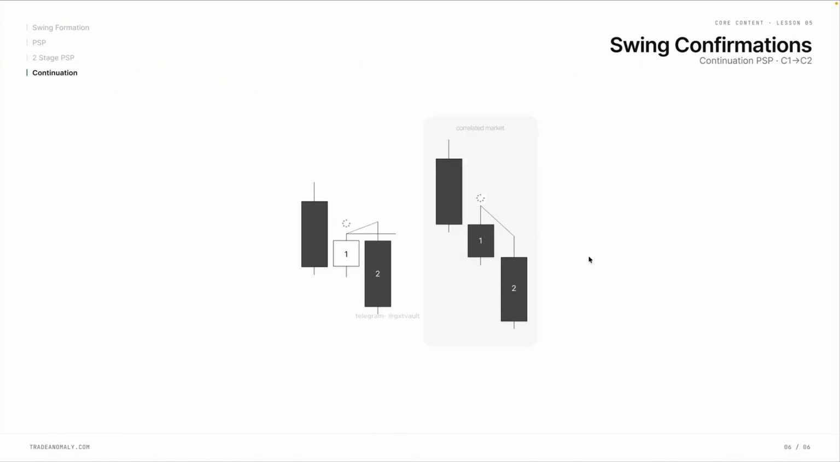Now let's go over a continuation PSP. This is pretty simple. You want to be using this in a continuation, right? Following a reversal with an open draw. So the first step is to create a PSP, as you can see here. And one asset is going to sweep the PSP high, while the other one does not. Essentially, one asset is creating a C2, while the other one is just continuing. And this is what we call a continuation PSP, which is a form of two-stage SMT.